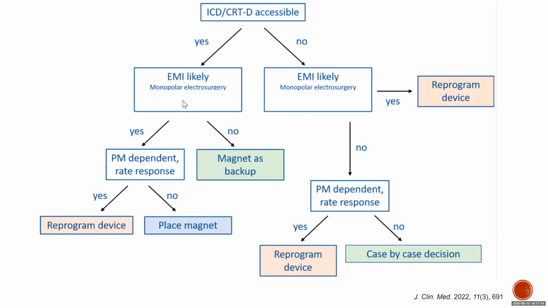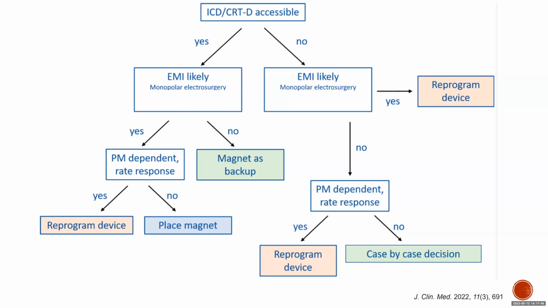Are they going to use electrocautery? If no, then there's really no need to do anything. Just keep a magnet close by. If anything happens, just put the magnet on. Okay, if you can't access it and they are going to use electrocautery, then you have two choices. You either apply a magnet or reprogram the device to VOO.